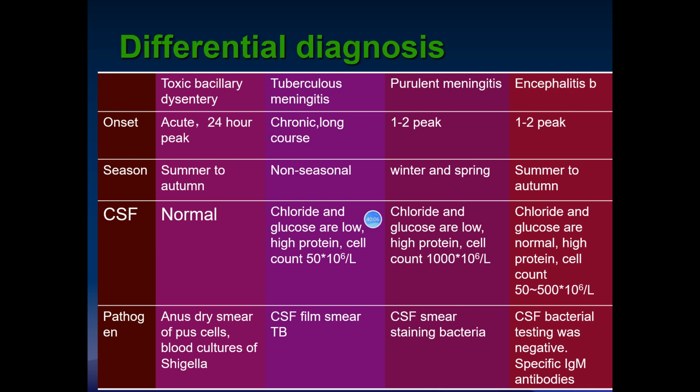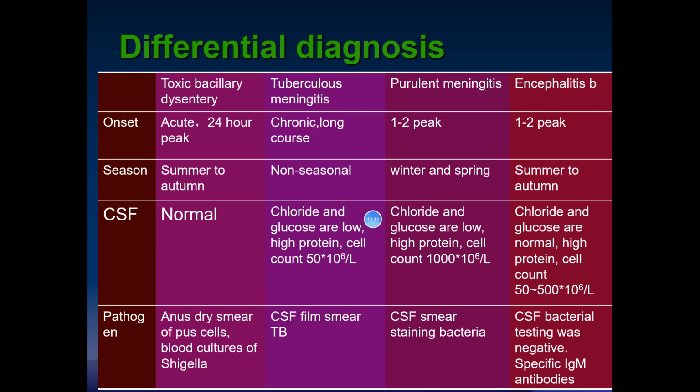The first one is onset: acute, 24 hours peak. The tuberculosis is chronic, with a long course. The second is the season. Except for tuberculosis, the toxic bacillary dysentery is the same as JEV, summer to autumn, but the purulent meningitis is winter to spring, and the tuberculosis is all seasons.